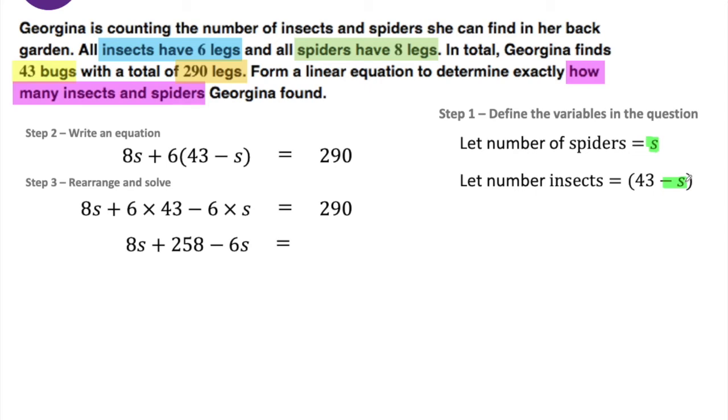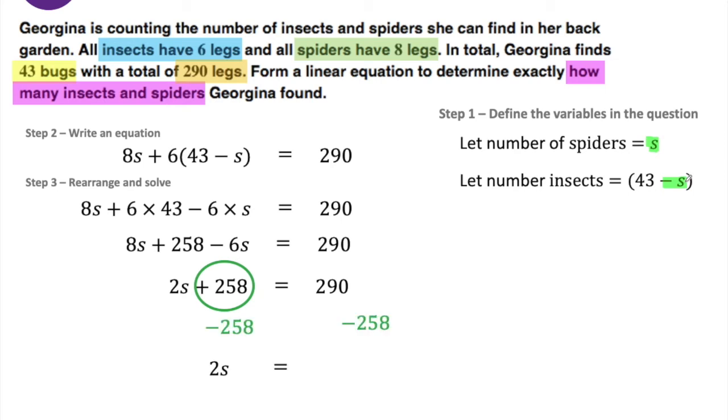So 8S equals 258 minus 6S. So simplifying that, I'm left with 2S plus 258 equals 290. So now I can go ahead and rearrange. Applying my reverse BODMAS order, I'm going to remove the plus 258 from the left-hand side, and I do that by subtracting 258 from both sides.